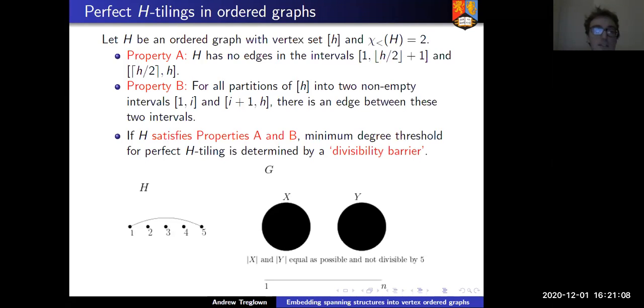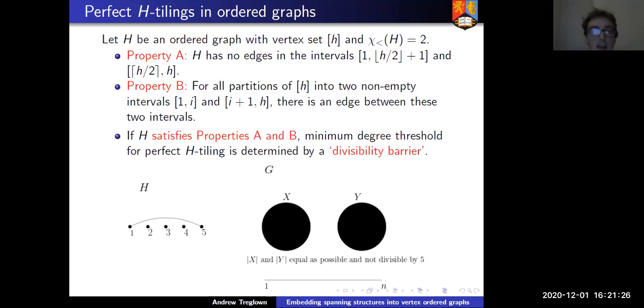Okay, so our extreme example is a variant of our friend from Kandler's theorem. We take, again, X and Y being disjoint cliques of almost equal size. Now we take them to be not divisible by 5.